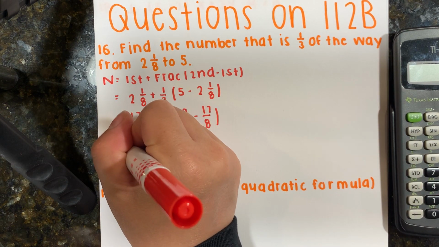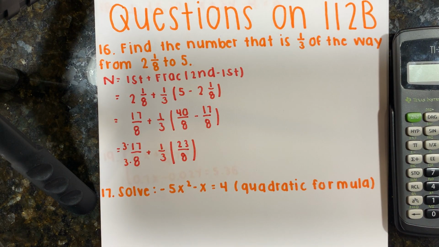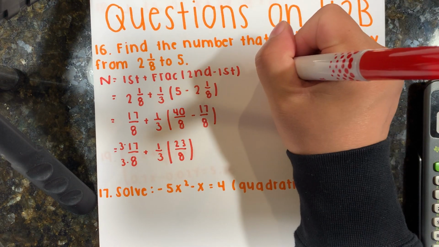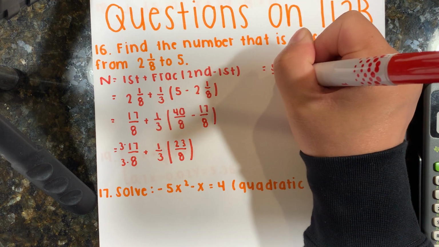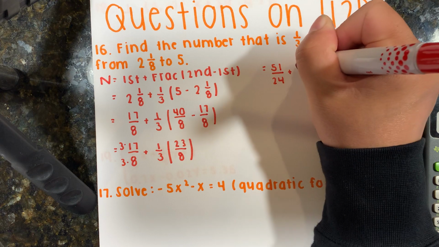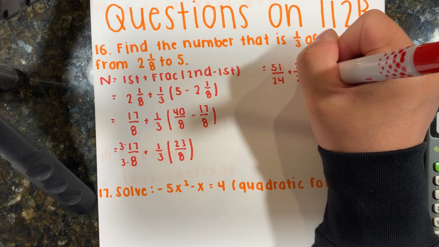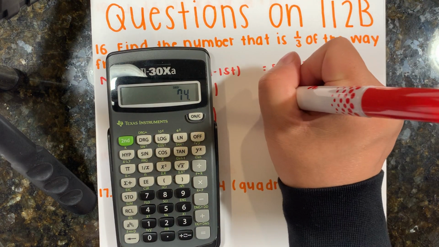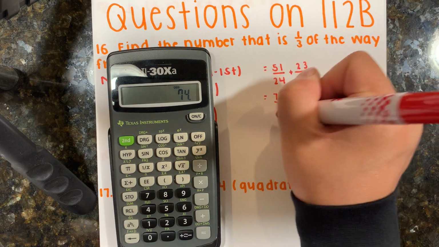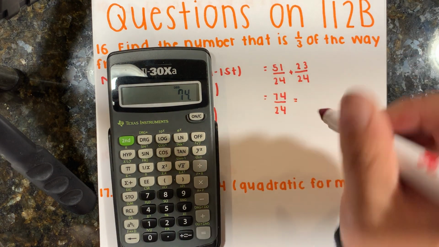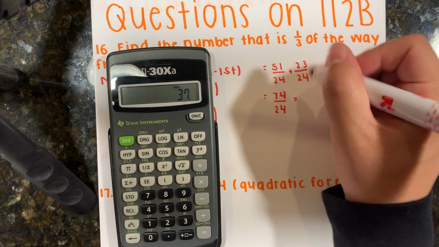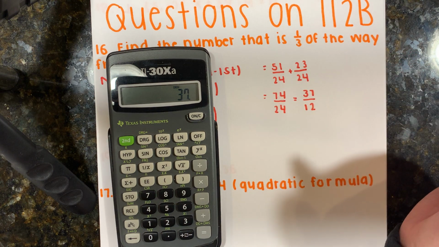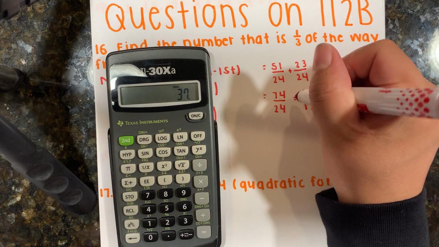We're going to make a common denominator here. Should end up being 24. So 17 times 3, give me 51. So it'll be 51/24 plus 23/24. So add 23 to that, you get 74/24. That could be simplified by 2, so that would be 37/12. And that would be your result.